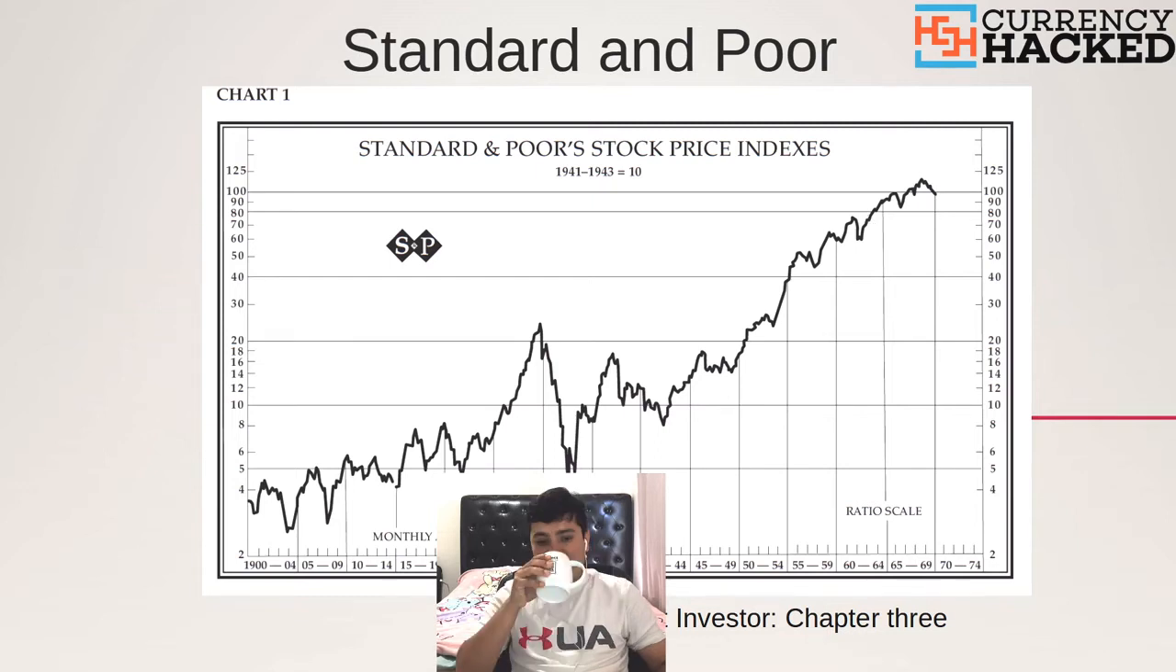And in this image we can see the Standard and Poor stock price index from 1900 to 1974. It gives you 75 years of prices, and we can see that in 1932 there was a market crash, and it went down to something like 4.4 dollars, almost 86% as we saw before. Then it took, say, 25 years to get back to the same level of price where it was before 1932.